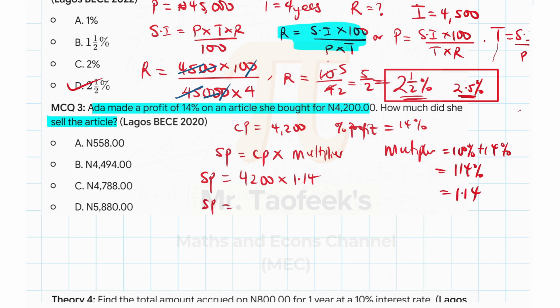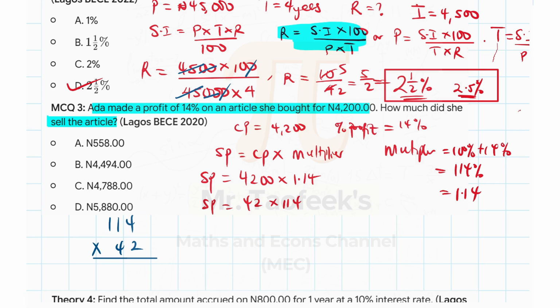So what's going to be the answer? For the selling price, these two zeros here can move the decimal point 2 steps forward. These 2 zeros can take out the decimal point here. So therefore, we're just going to have 42 times 114. So let's do the calculation somewhere. 114 times 42.